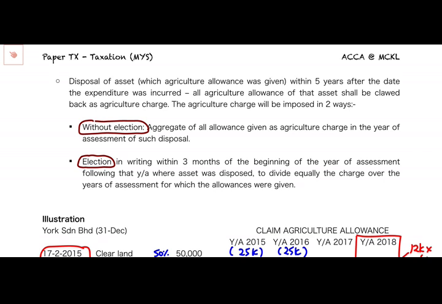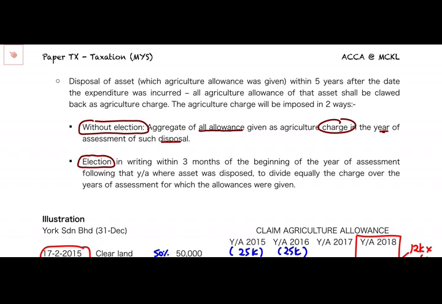So the whole idea of making election means you have to submit a form that tells the government you want to go for this treatment. That's called election. You got to submit a form. Now you say I choose not to do anything, can. If you choose not to do anything, that means there's no election. So if there's no election, it's very clear cut. The government just takes everything, charges everything in the very year you dispose. So all allowances are charged in the year the disposal takes place. Now that's very straightforward.